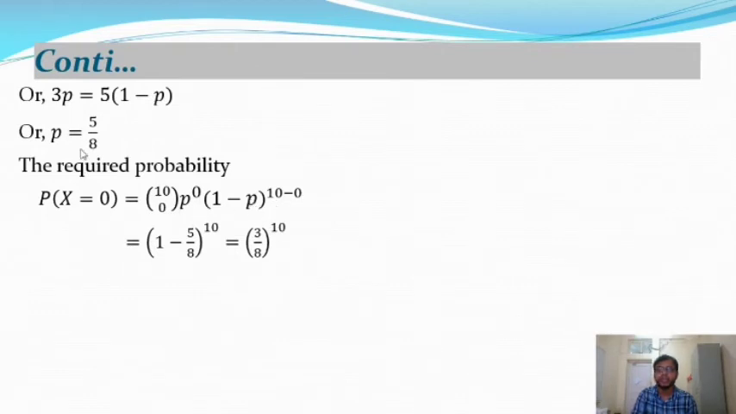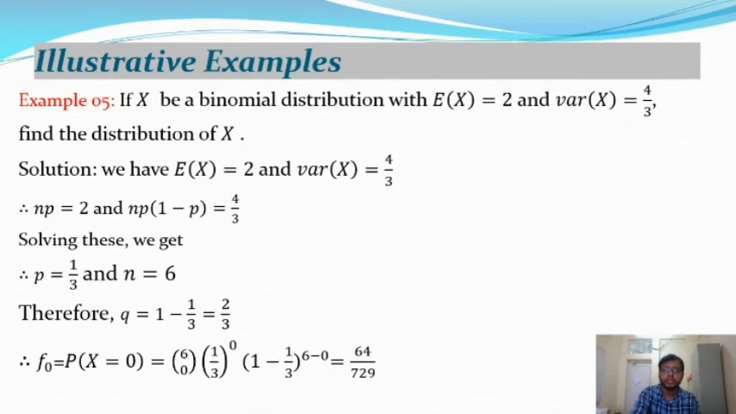So in that case, where the probability of success is 5 by 8, I have already found this one. So from this we'll get 1 minus 5 by 8 whole to the power 10, that means 3 by 8 whole to the power 10. This is the required probability. That means the odd faces will appear in a binomial distribution and it will be 3 by 8 whole to the power 10. Okay.